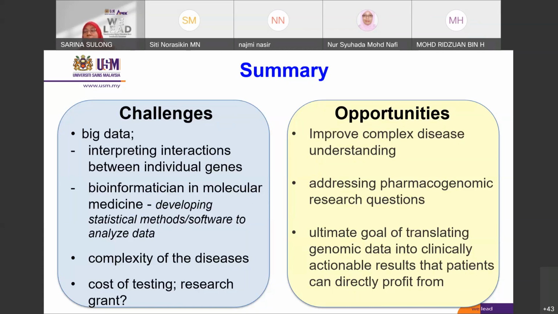For example, a whole genome-wide association study for detection of rare variants association may help to improve complex disease understanding. This technology also may help to address pharmacogenomics research questions, for example, whether this drug may work for this particular patient or not. And the most important thing is the ultimate goal of translating genomic data into clinically actionable results that patients can directly profit from this technology.